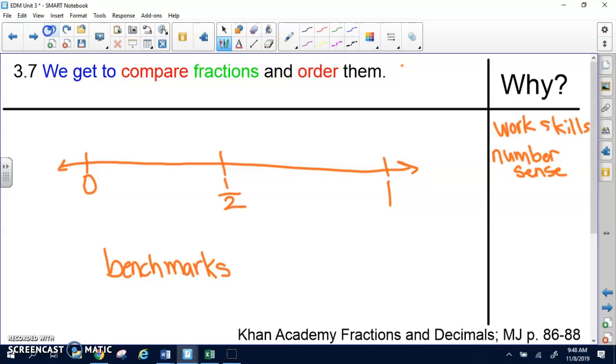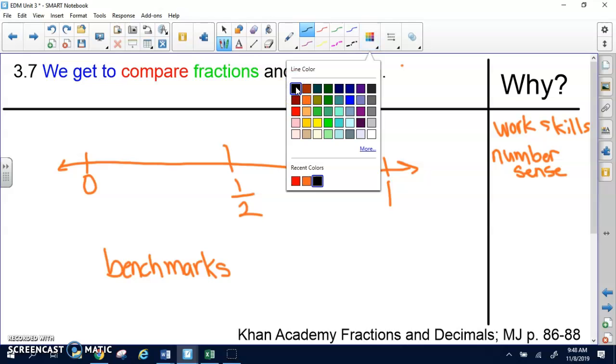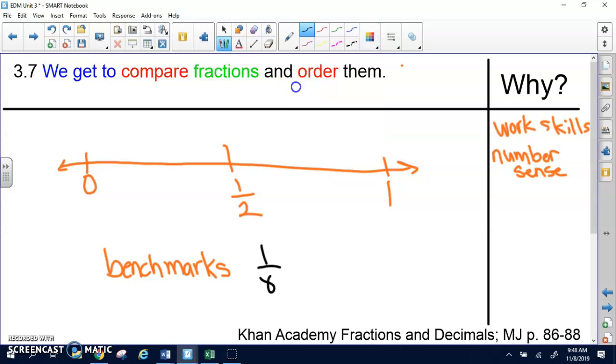If you can think about cutting this number line into two pieces, you can look at a list of numbers. Actually, I want to keep that there, 1/2. You can look at a list of fractions like 1/8, 3/7, 4/7, 7/8.